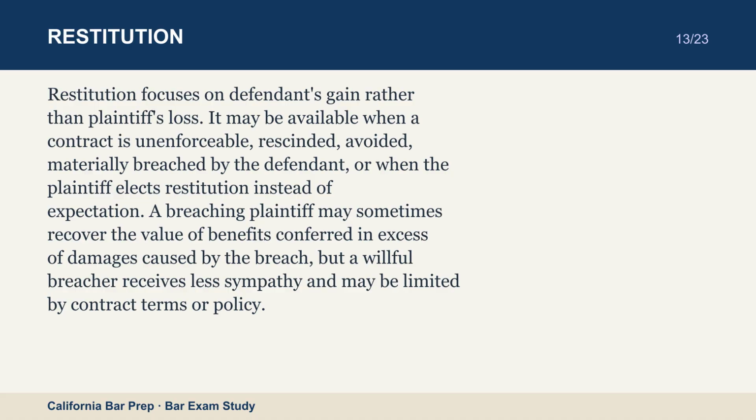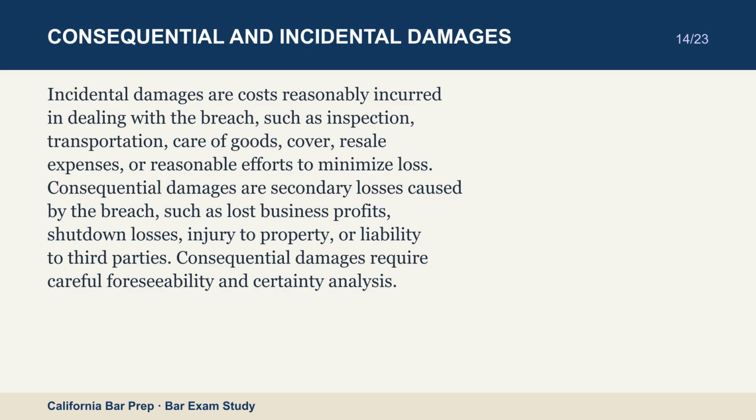Incidental damages are costs reasonably incurred in dealing with a breach, such as inspection, transportation, care of goods, cover, resale expenses, or reasonable efforts to minimize loss. Consequential damages are secondary losses caused by the breach, such as lost business profits, shutdown losses, injury to property, or liability to third parties. Consequential damages require careful foreseeability and certainty analysis.